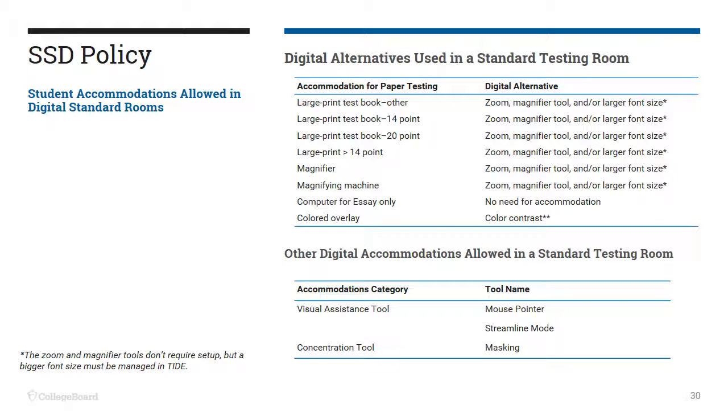If there are no other accommodations or student test settings, then students with the digital alternatives, including Zoom, color contrast, magnifier tool, and larger font size, and the other visual assistance and concentration tools, such as mouse pointer, streamline mode, and masking, are permitted to test in the digital standard rooms. These tools are embedded in the test delivery system. The Zoom and magnifier tools don't require setup, but a bigger font size must be managed in Tide.